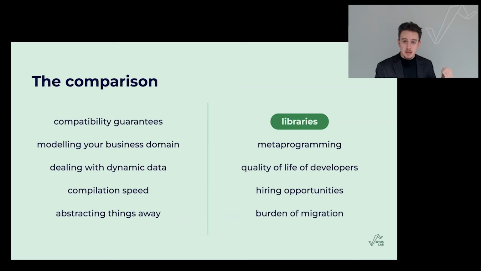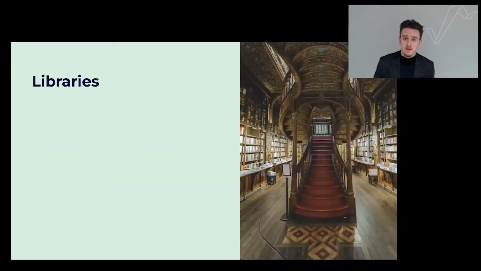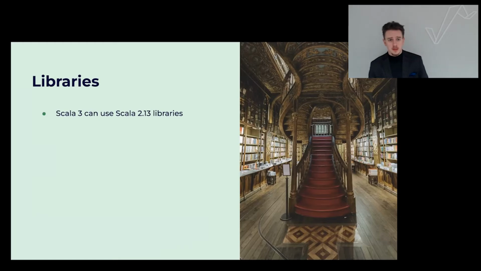Okay, but nobody codes alone, and we don't want to reinvent the wheel every time we start a new project. So we need libraries. And how do the libraries look for Scala 3? First, I wanted to say that in Scala 3, you can use 2.13 libraries. So if a library is published for 2.13, you probably can use it with Scala 3.